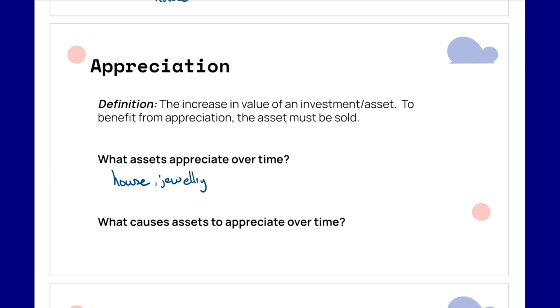What causes these assets to appreciate or gain value over time? So maybe rarity. So rarity, right? How rare is it? Demand. Is there a demand for these assets? Do a lot of people want this asset that you have? What else? What else can you think of that may cause assets to appreciate over time? Maybe just inflation in general. Things cost more now than they did before. So maybe just inflation in general causes it to increase in value.